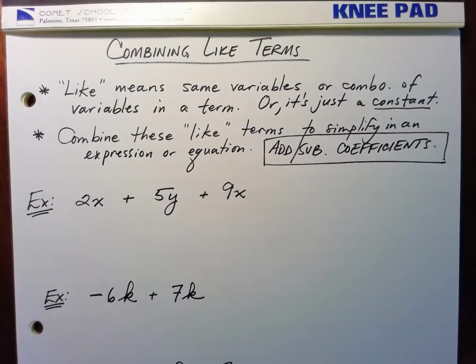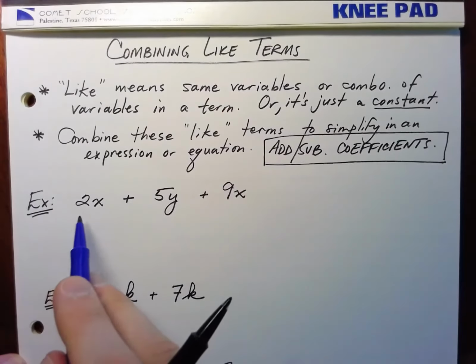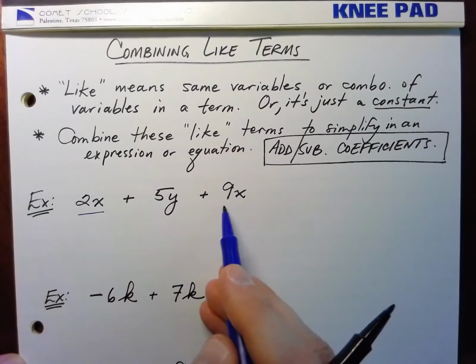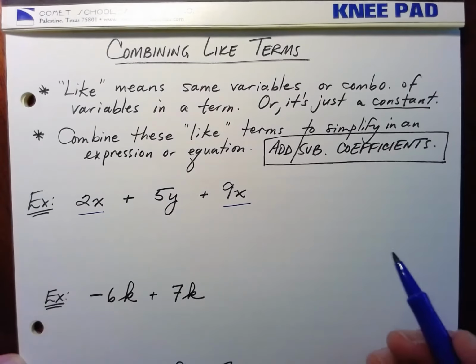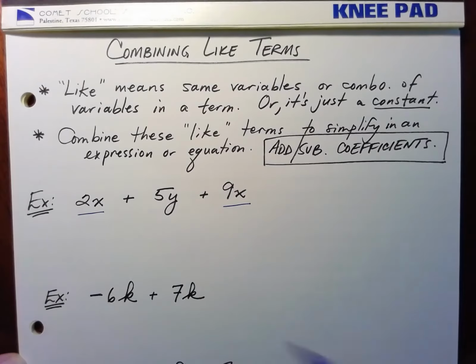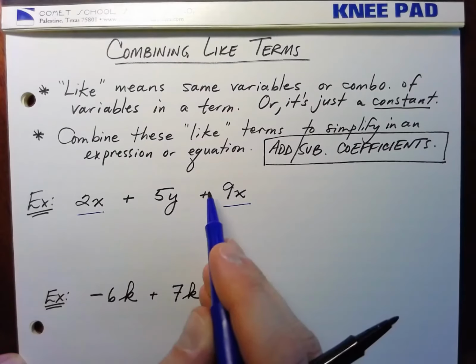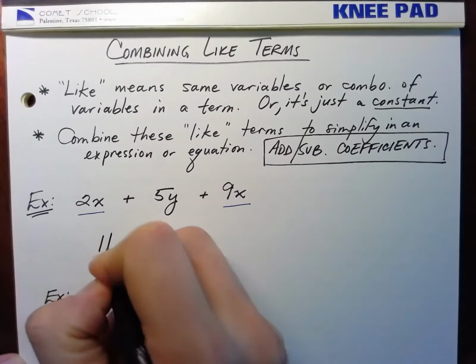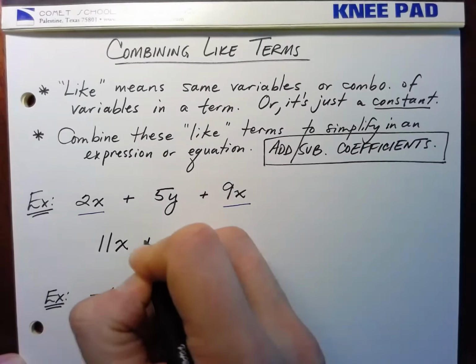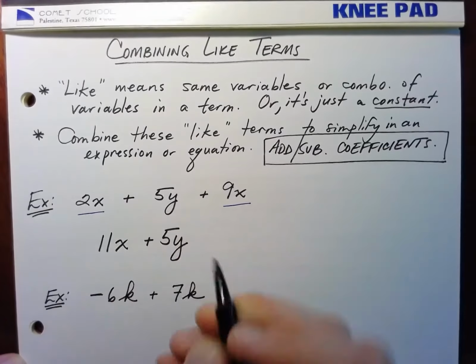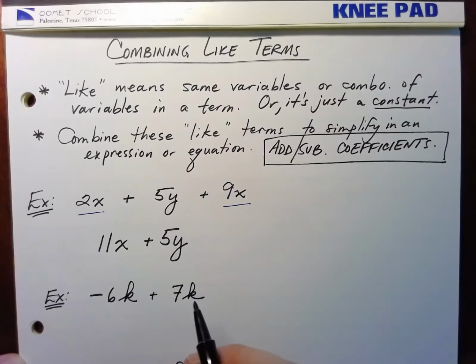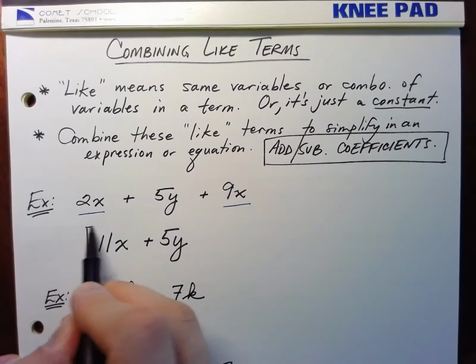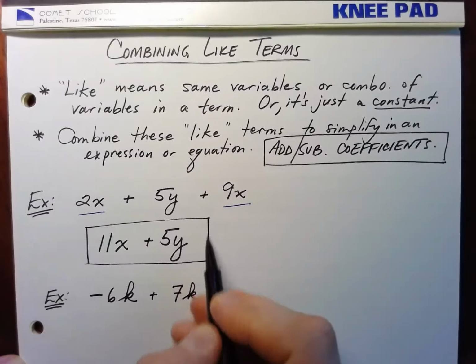2x plus 5y plus 9x. Well, if you notice, I have an x term here and an x term here. So they are like. And so I can combine them. And since I have 2x plus 9x, I can combine them and get 11x, and then I just bring down the 5y because I can't do anything to it. Okay, 11x plus 5y. So there is our solution to that one.